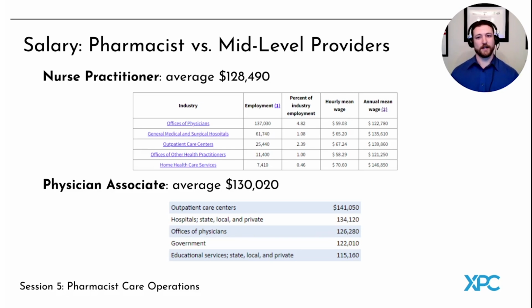To compare against the pharmacist salary, the mid-level provider salaries are a little lower on average, with the physician office salaries below the overall average for these providers. You can pause here if you want to spend more time looking at this breakdown between the practice sites, but I just wanted to show the difference between the pharmacists and these mid-level providers.